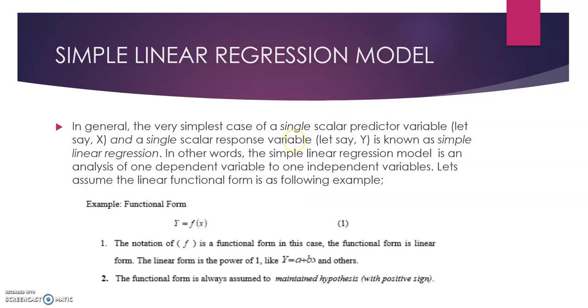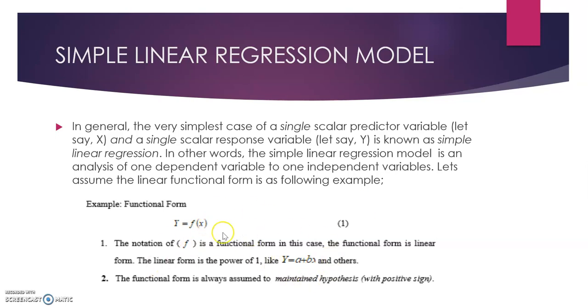Okay, let's continue to understand the simple linear regression model. In general, the very simple case of a single scalar predictor variable, let's say x, and a single scalar response variable, let's say y, is known as simple linear regression. In other words, the simple linear regression model is an analysis of one dependent variable to one independent variable. Let's assume that the linear function form is as follows, where in this case y is the dependent variable, a function of a linear function where the highest power is 1.